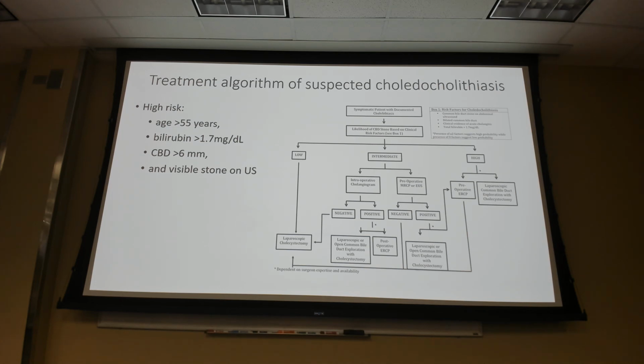And then here's the treatment algorithm. The big takeaway on this: if they have any of these features, then they're high risk, and we need to be concerned that it might be choledocholithiasis and not just acute cholecystitis. Like I said, if their CBD is over 6 millimeters, their bili is elevated, and their bili will typically be quite elevated with this, typically a lot higher than 1.7, usually like 2 to 4. If it's cholangitis, it'll be a lot higher.